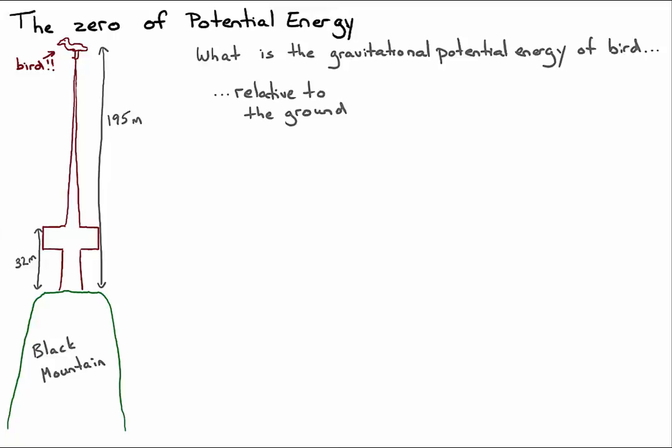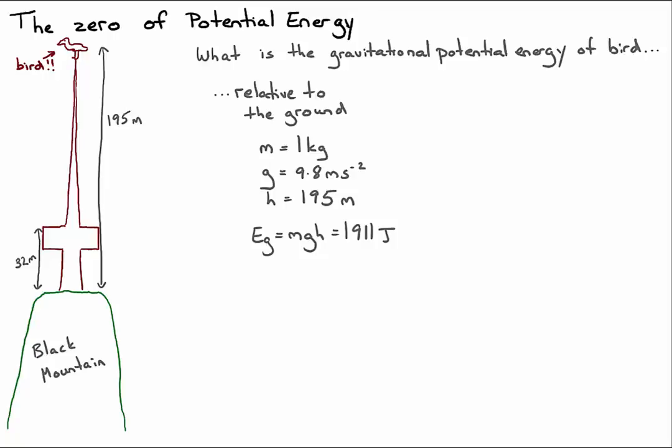Well, that's a really easy problem to solve if you know the mass of the bird, which we'll say is 1 kilogram. Acceleration due to gravity is 9.8 meters per second squared, and the height of the bird is 195 meters. And of course, gravitational potential energy is just given by mgh, and if you substitute in all those numbers there, you get something like 1911 joules.